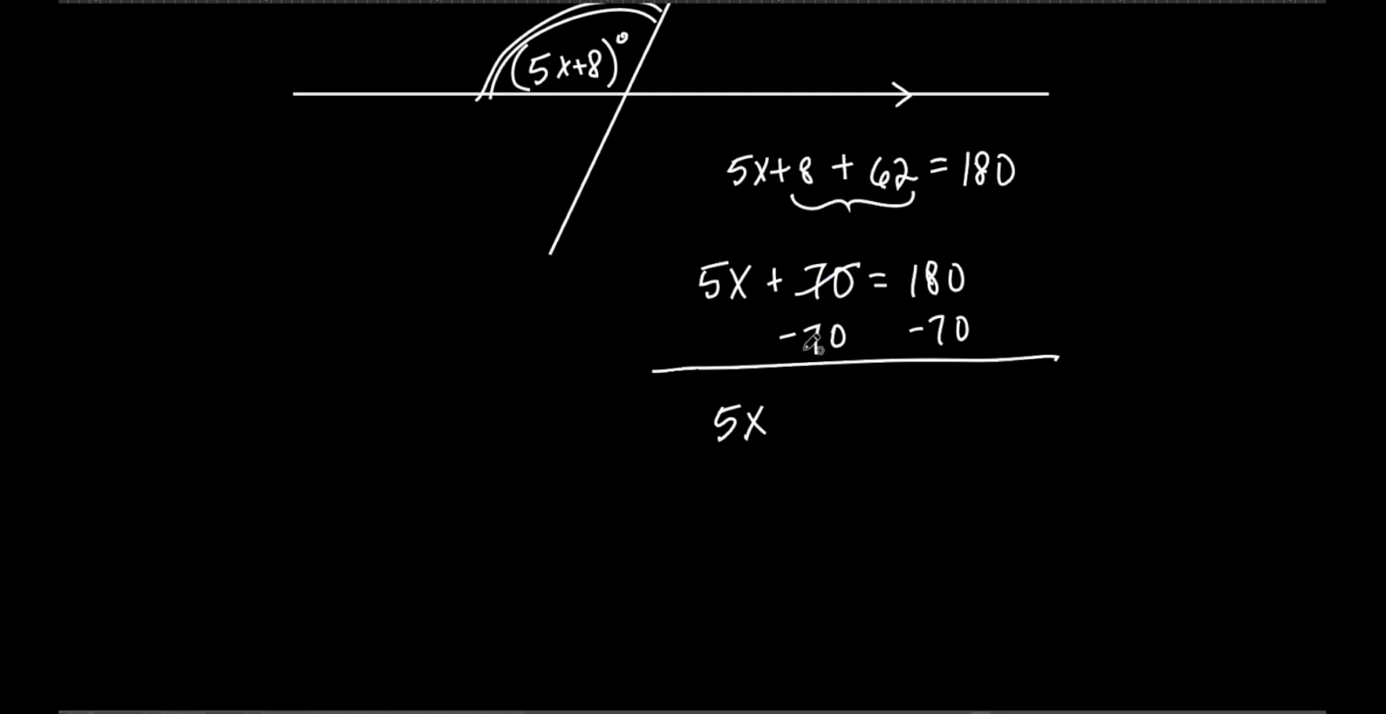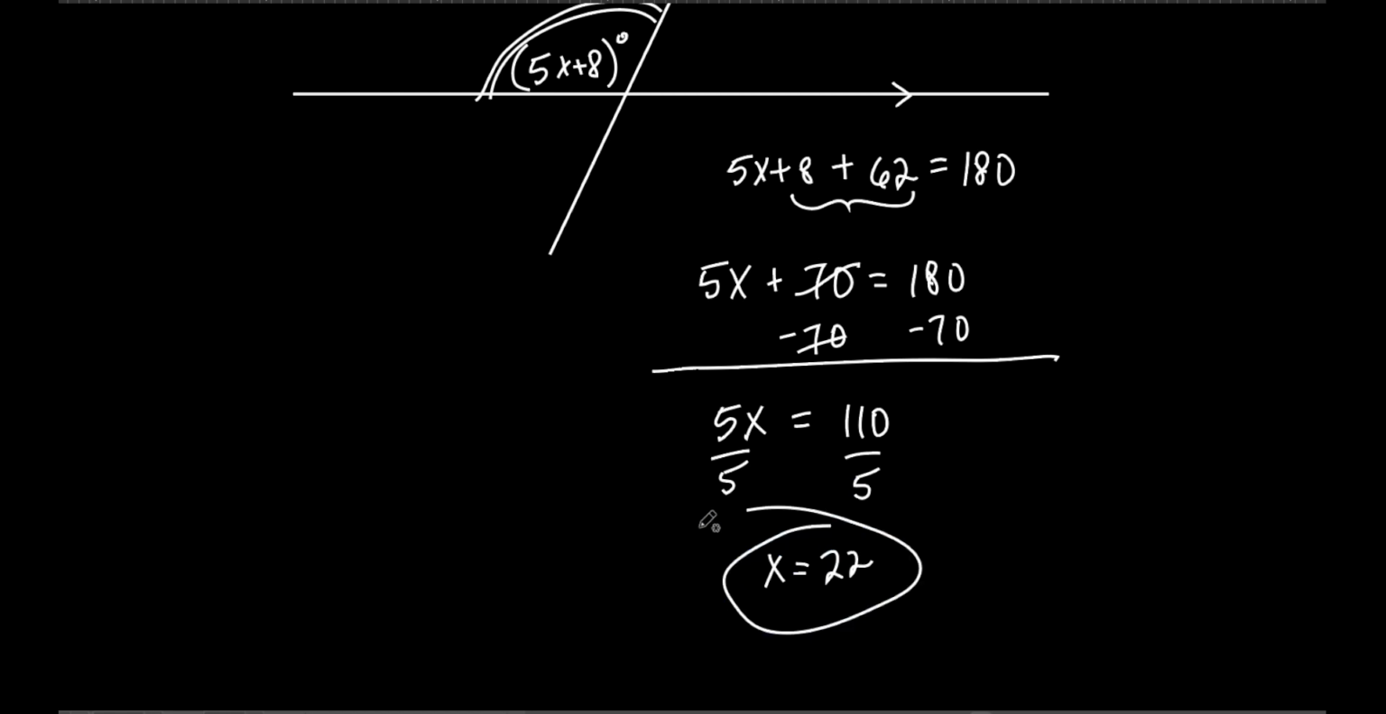5x, this cancels, equals, what's that, 110? And then divide by 5. Divide by 5. I think that's 22. X is 22, and that's your answer. That's all there is to it. What do you think? It's not too hard, is it?